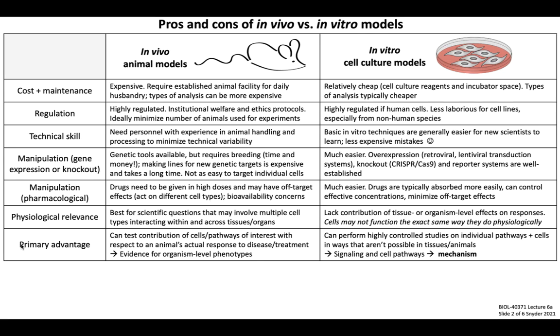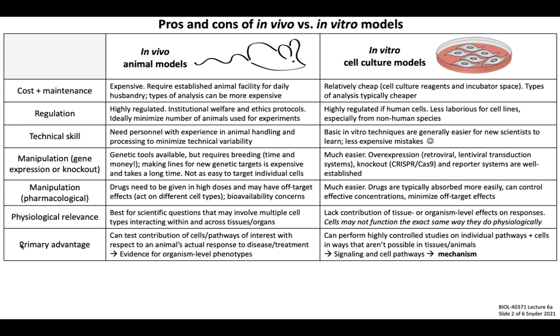With that in mind, in vitro systems are still extremely valuable and advantageous in immunology and biomedical research as a whole. So because cell culture is such a reductionist system, in vitro experiments allow us to perform highly controlled studies on individual molecules, pathways, and cells in ways that just aren't possible in whole tissues or animals. So in vitro models are crucial since they can be used for rigorous experimental testing that allows for the determination of signaling and cellular pathways that underlie a biological observation, which in research is often defined as the underlying mechanism.